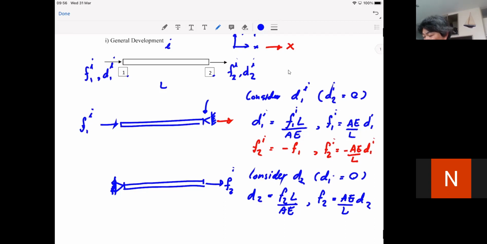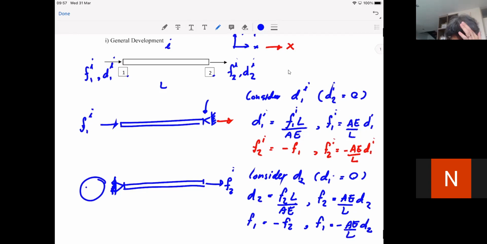And doing the same thing, this force is going to be in the opposite direction. So F1 is equal to minus F2, and therefore I can write F1 as minus AE over L D2 as well. So now if I put things together, I have these relationships right here, F1 and F2.